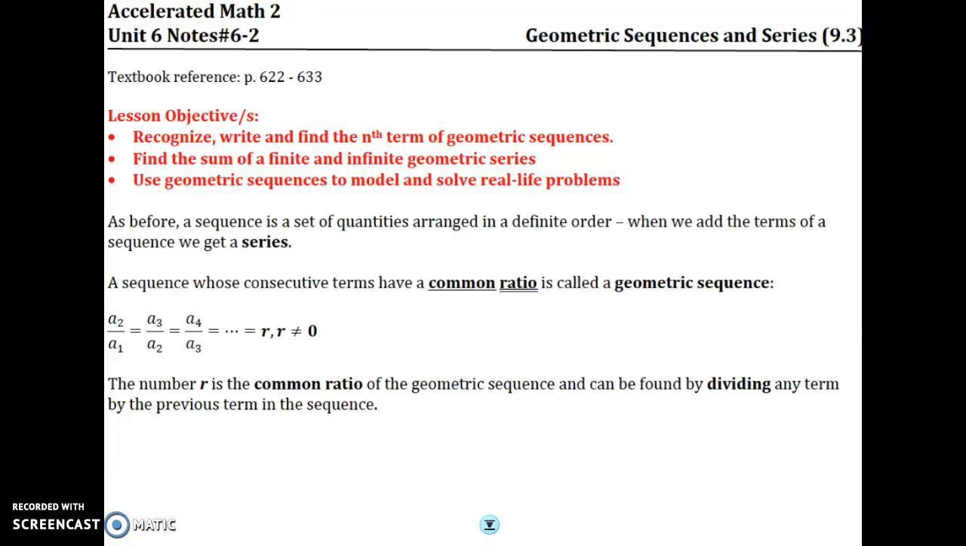Welcome back to Accelerated Math 2. Today we're going to take a look at geometric sequences and series, and perhaps the best way to start this off is to actually take a look at a geometric sequence.